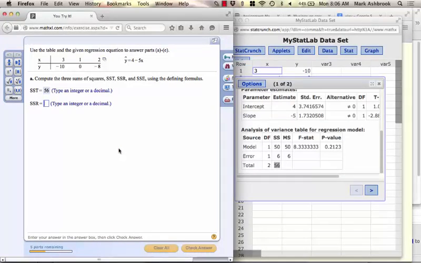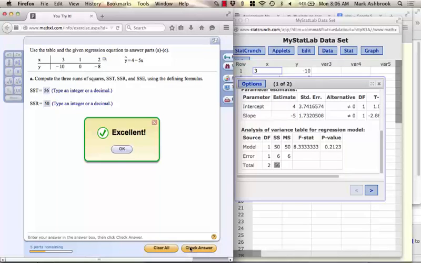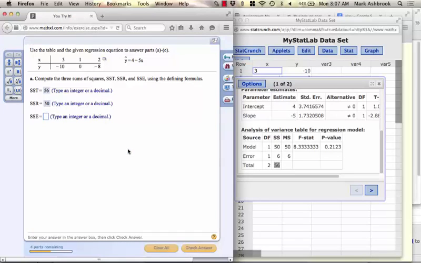Okay, SSR. All right, that's our sum of squares due to regression. So look here, model. The model, that's the regression line trying to fit the data. We're trying to model the data, so that's going to be 50. So that is our sum of squares due to modeling. So the higher that is in relation to the error, the sum of squares due to error, 6.